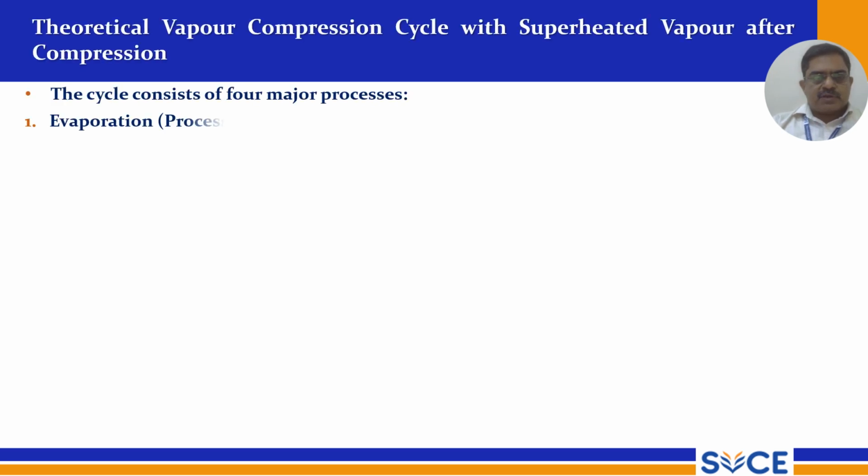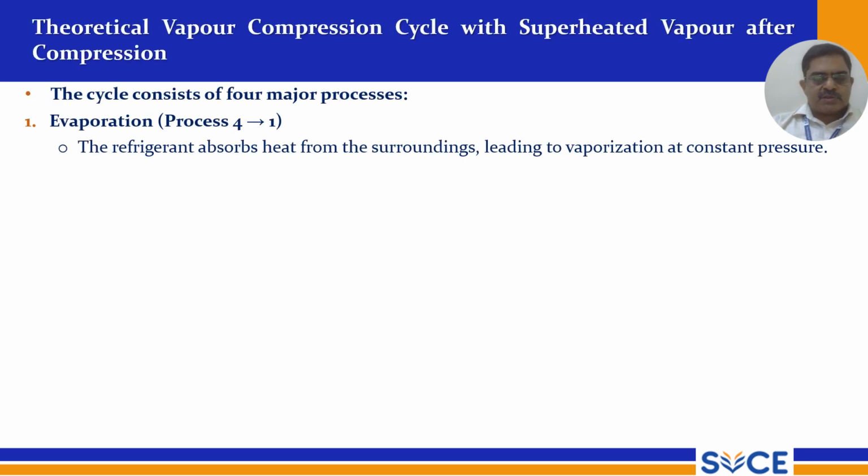The first one is evaporation. During evaporation, we are applying the superheated vapor. So we start from 4 to 1. The refrigerant absorbs heat from the surroundings, leading to vaporization at constant pressure. So this occurs in the evaporator.